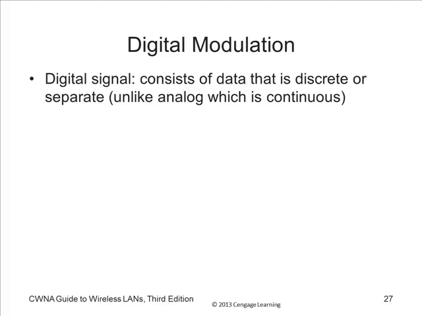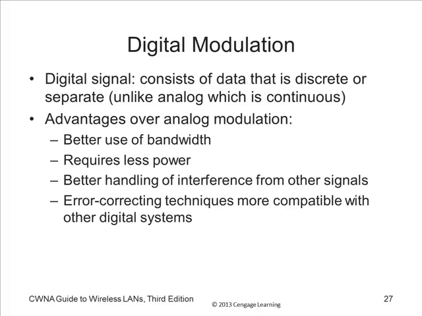Digital consists of data as discrete or separate, unlike analog, which is continuous. Digital is ones and zeros, on or off kind of deal. Advantages: better bandwidth, requires less power, better handling of interference from other signals. Why would it be better handling of interference from other signals? Because they're either on or off. You don't have to worry about any of the things in between, like the lightning that puts the noise on the AM. What if the lightning put noise on your digital signal? Probably not going to matter that much, is it? Unless it's a 0 maybe.